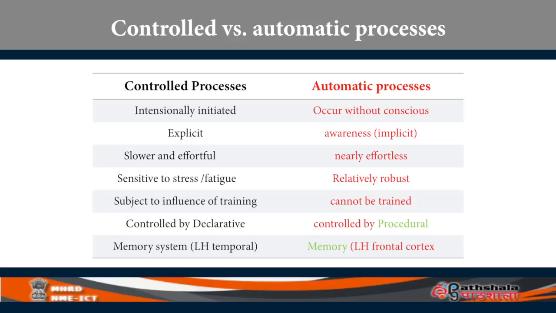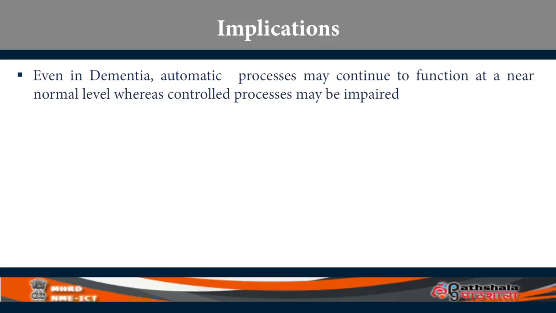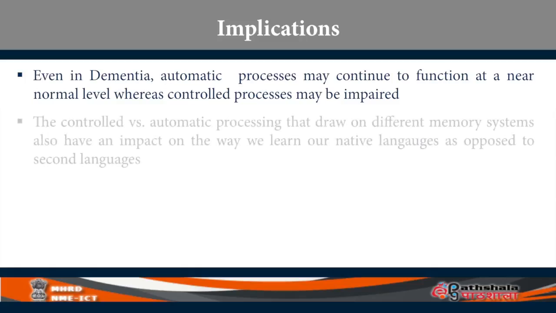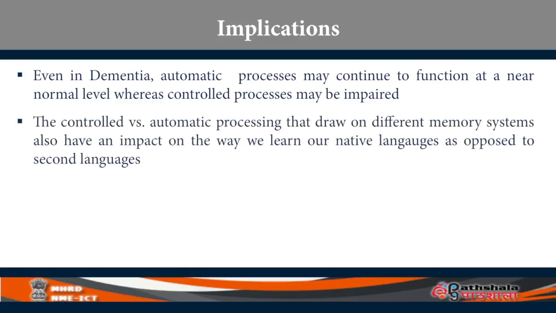So, we need to distinguish between controlled and automatic processes, also to talk about the involvement of different memory systems which influence language. Alright. So, why do we need to make this distinction? Research has shown that even in dementia, automatic processes may continue to function at near normal level when the control processes are impaired. That is, there is a dissociation between automatic processing of language and control processing of language even in dementia. So, control versus automatic processing draws on different memory systems. To understand what dementia is, and which memory system is more impaired in dementia, you have to engage with this notion of control versus automatic processing, select appropriate tests and do the testing when you collect data.